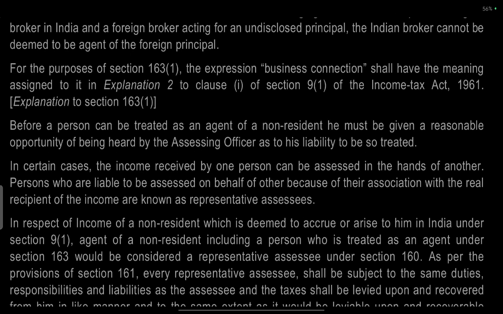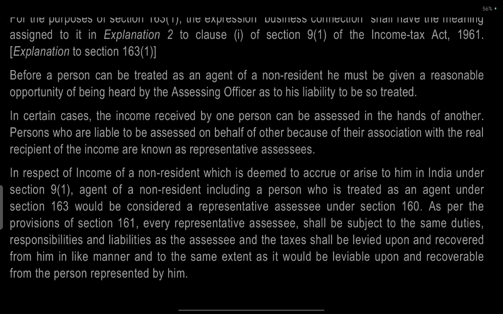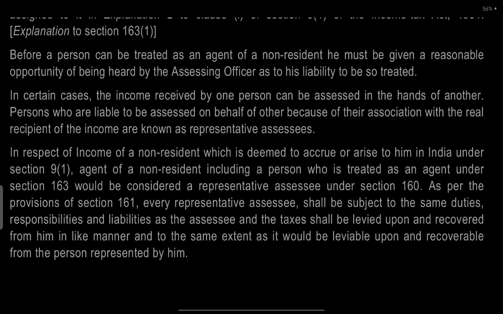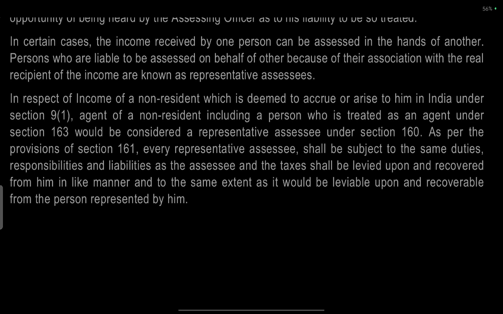For the purpose of Section 163(1), the expression business connection shall have the meaning assigned in the explanation to clause (1) of Section 9(1) of the Income Tax Act 1961, as explained in 163(1). Before a person can be treated as an agent of a non-resident, he must be given a reasonable opportunity of being heard by the assessing officer, as it is a liability to be treated. In certain cases, the income received by one person can be assessed in the hands of another. A person is liable to be assessed on behalf of another because of the assessment of the real recipient of the income.